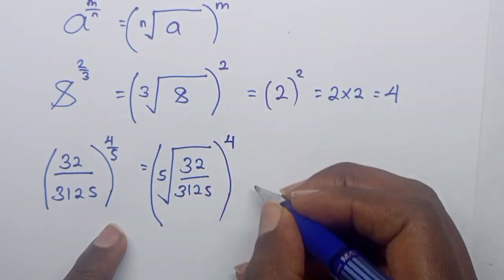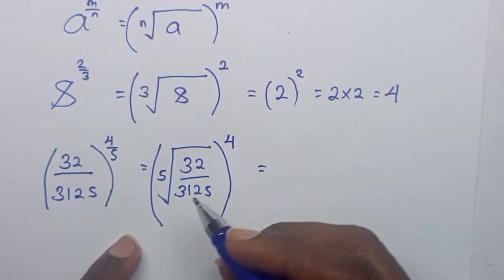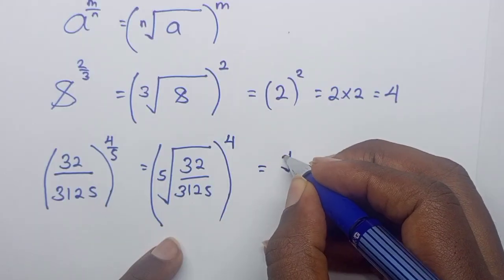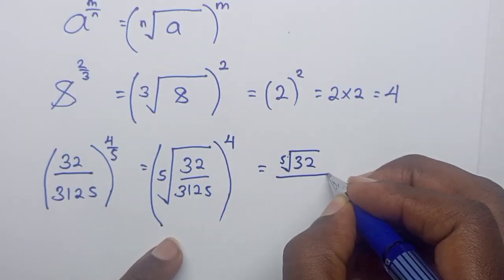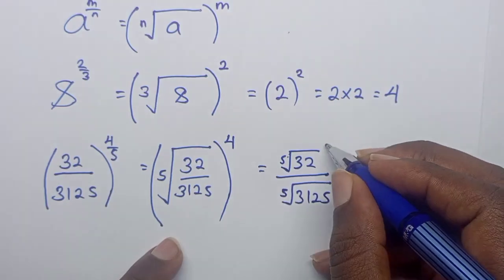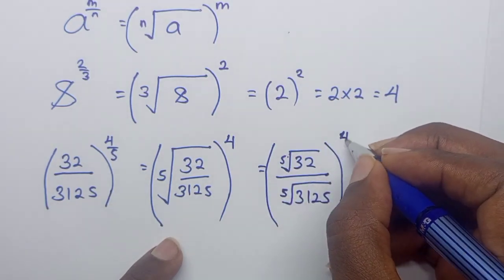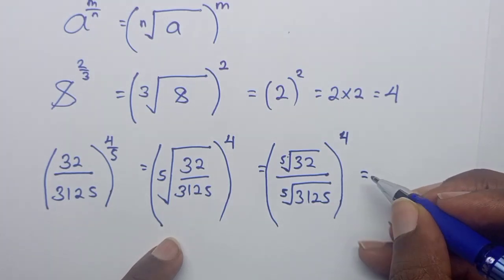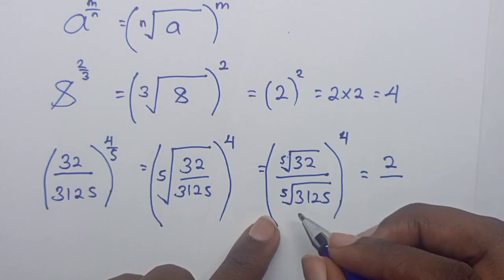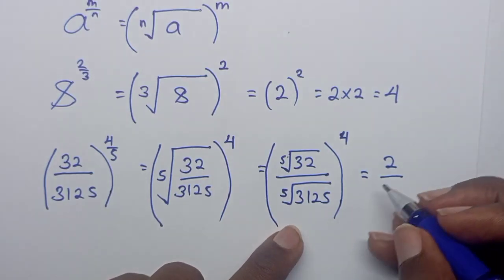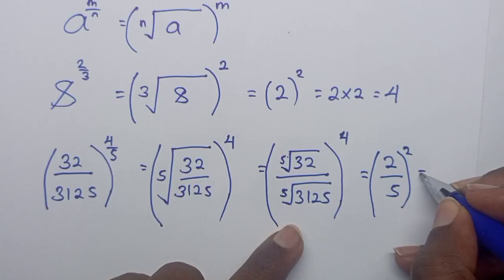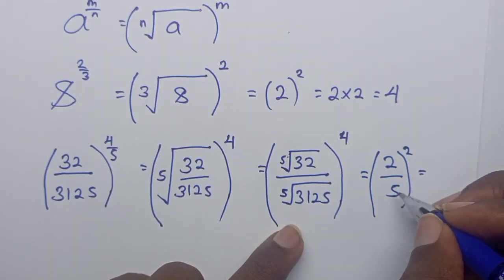So this will be equals to, we can separate the roots, so we can have fifth root of 32 over fifth root of 3125, then to power 4. The fifth root of 32 is 2, and the fifth root of 3125 is 5. Then you raise to the power 4. So this is the same as 2 to power 4 over 5 to power 4.